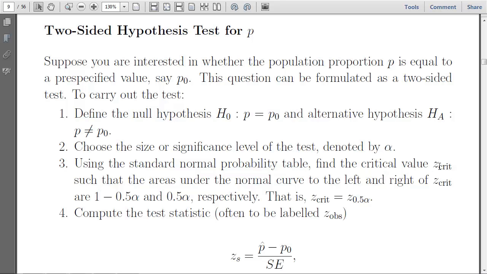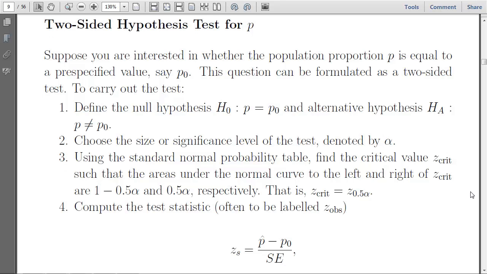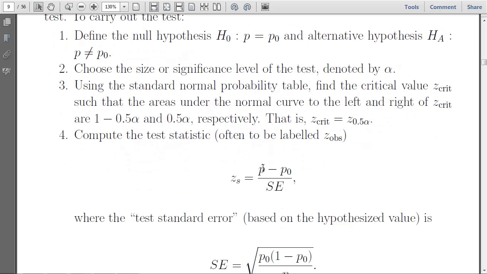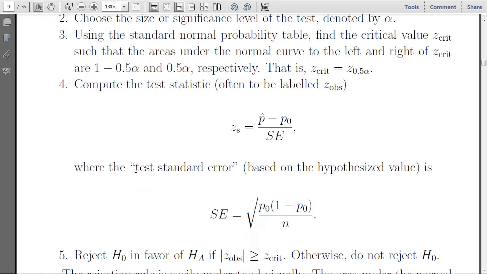We can calculate a critical value for this, and finally a test statistic, which is our estimate minus our hypothesized value divided by the standard error. This is our Z statistic. I've got a subscript S here for statistic. Sometimes it's also Z observed. It's the observed statistic. Finally, the standard error is this, and it looks the same as before, except for the standard error here.